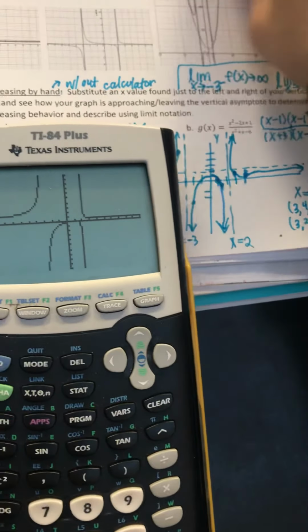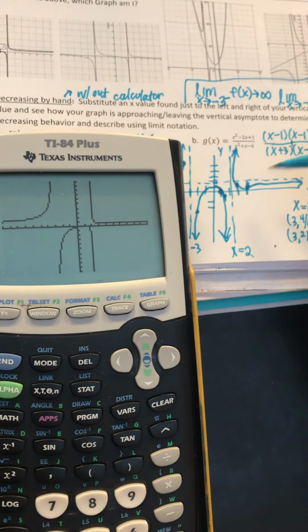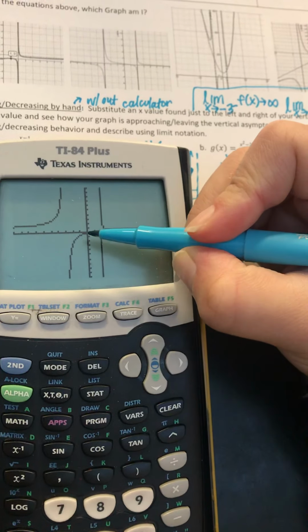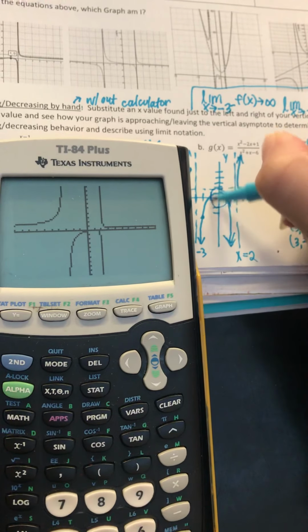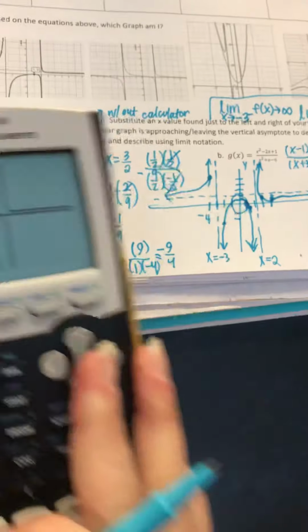And you know what? I should find the y-intercept because it looks like the y-intercept might be cutting it closer to 0. So this is the only part that I would double check on. Other than that, looks pretty good.